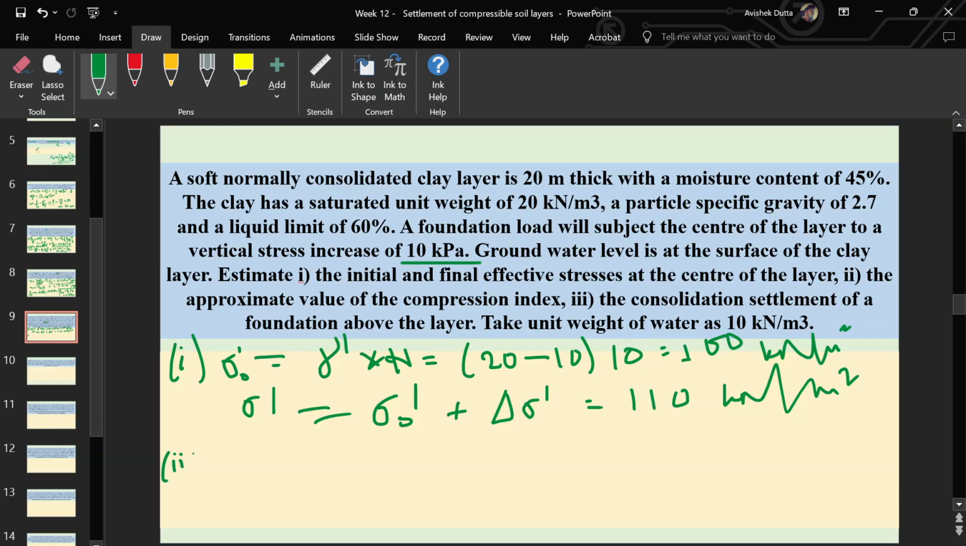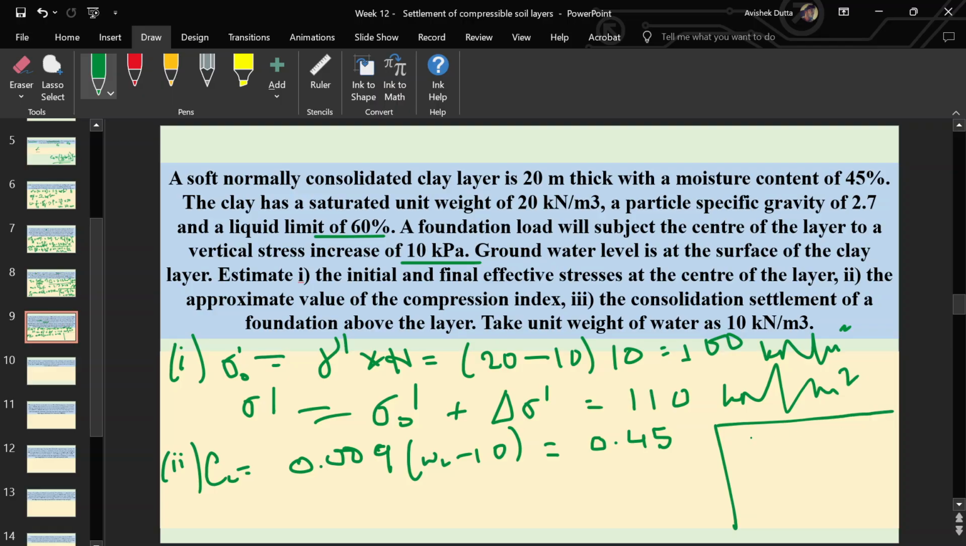Now number 2, find out the value of compression index Cc, which equals 0.009 into liquid limit minus 10. What is the value of liquid limit? 60%. So put 60 minus 10, then multiply with 0.009, it is 0.45. Okay.